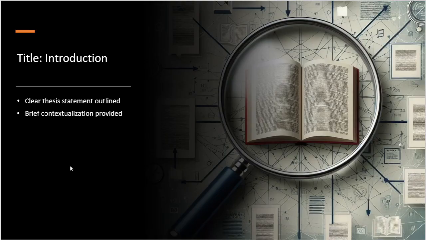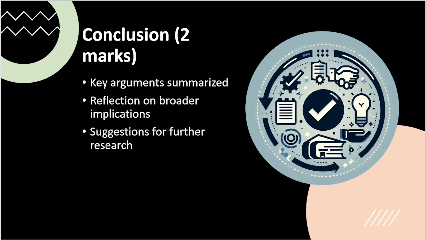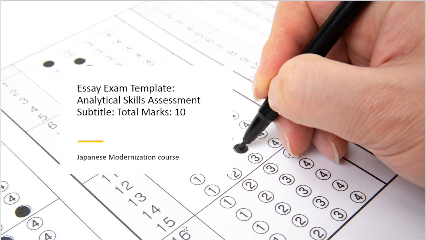But again, it is important that you stay clear and focused. In your introduction, there should be a clear statement. You talk about the question and the context, the background of that question, and importantly, why it is important to you, or why you chose the topic. Okay, and then your body would be understanding of the topic and the critical analysis. Okay, I mentioned it already, and then your conclusion. So that makes up the 10% of your essay questions in the Japanese modernization exam.